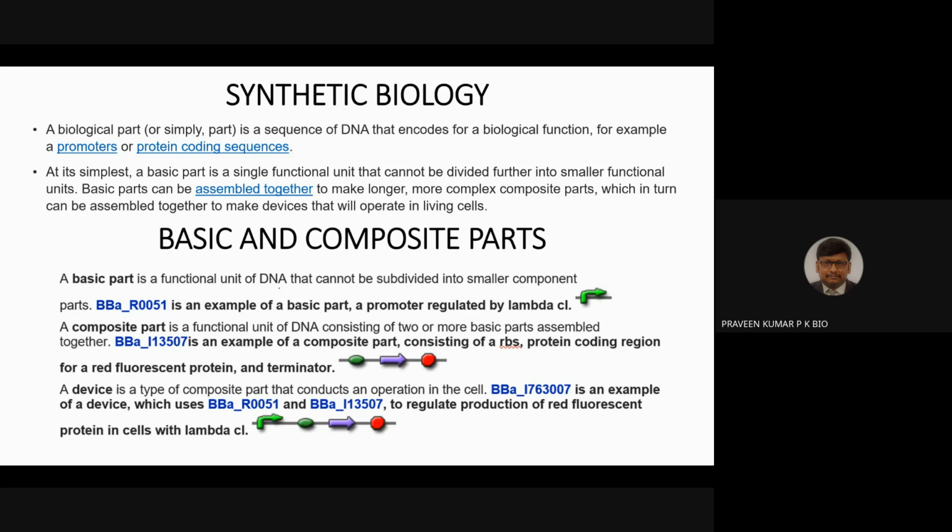So not just a computational biologist can use this kind of synthetic biology. A biotechnologist, if they have adequate computer knowledge, can sit and frame these kinds of circuits. Okay, so the basic and composite parts. A basic part is a functional unit of DNA that cannot be subdivided into smaller components. Here they're giving an example like PBA, where a promoter regulated by lambda CI is there. If you are proficient in genetics, then you can use this information to construct the gene circuits.